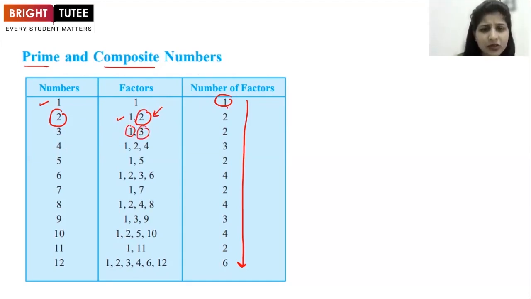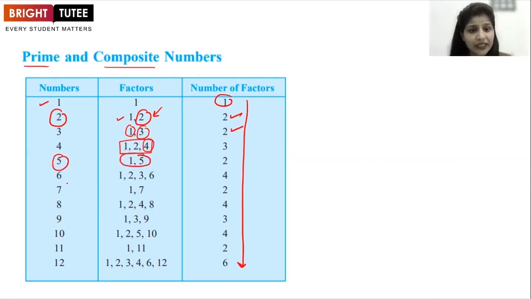In the case of 4, I see there are 3 factors: 1, the number itself, since a number is also a factor of itself, and other than that we have 2. So such kinds of numbers you will find. 1 has just one factor, which is unique. The numbers 2 and 3 have just 2 factors, the number itself and 1 along with it. Similarly, for 5 we have only 2 factors, 1 and the number itself. For 7, 1 and the number itself. For 11, just 2 factors, 1 and the number itself.